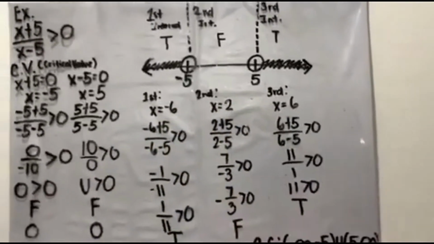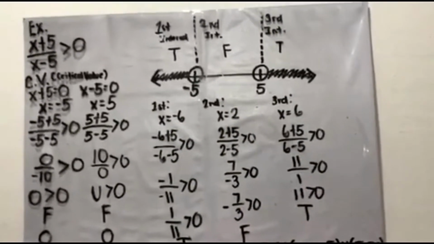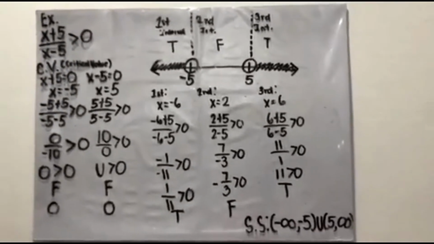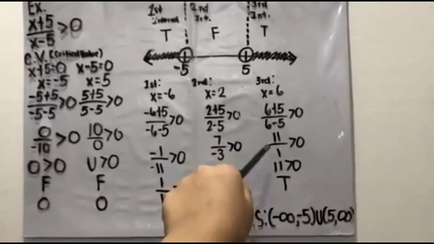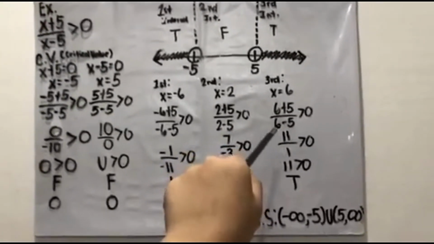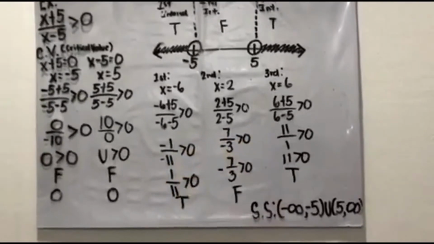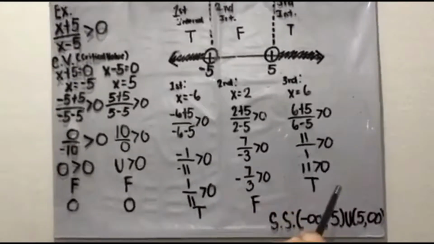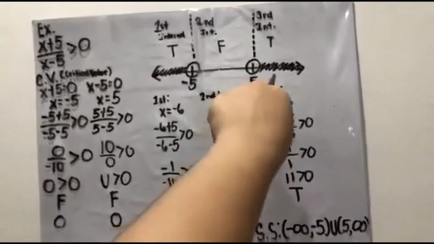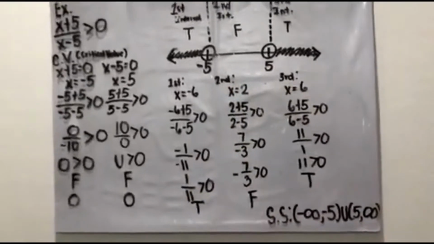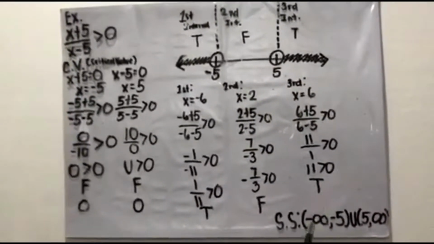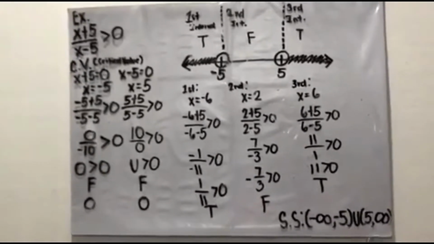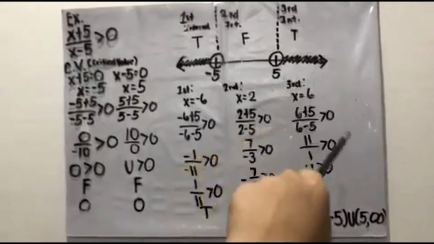Next, doon naman sa third interval, ang kinuha namin is positive 6. So, 6 plus 5 over 6 minus 5 is greater than 0. 6 plus 5 is equals to 11, while 6 minus 5 is 1. So, yung sagot niyan is 11. 11 is greater than 0. True yung sagot. So, may shaded yung number line. So, ang solution set natin yan is negative infinity to negative 5, union positive 5 to positive infinity.